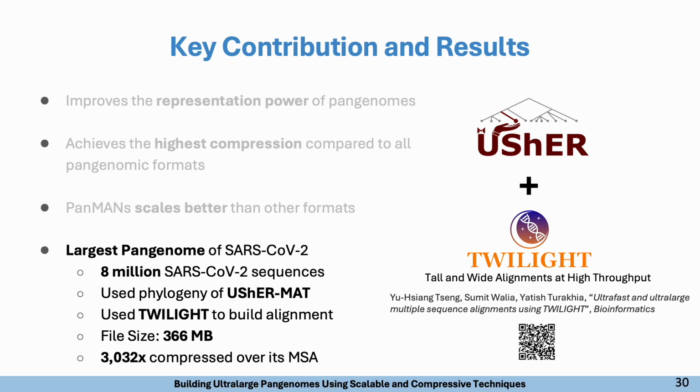To build this PanMAN, we used Usher-Mat phylogeny, the tree structure, and used Twilight to construct the multiple sequence alignment. Twilight is a new multiple sequence alignment tool capable of constructing MSAs for very tall and wide alignments. Tall meaning having a large number of sequences and wide meaning long sequences. Twilight is accepted and presented in ISMB 2025 and published in Bioinformatics. Please scan this QR code to learn more about this tool.